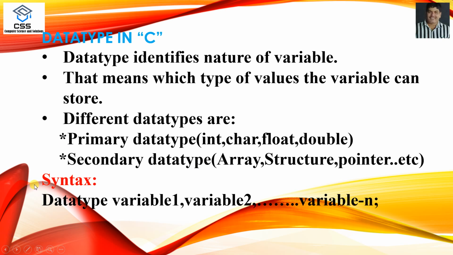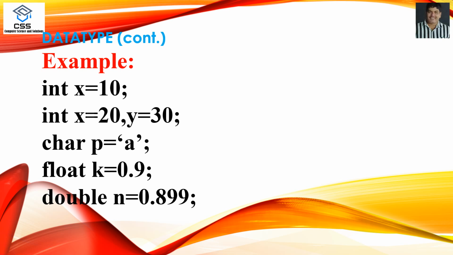What is the syntax of the data types? We have to take data type, space, variable 1, variable 2, dot dot dot. We can take n number of variables. How do we define or represent them? We have taken some examples. Suppose we want to declare an integer variable, we declare int x equal to 10. Int is the data type, x is the variable, 10 is the value as a constant, equal to is the operator.